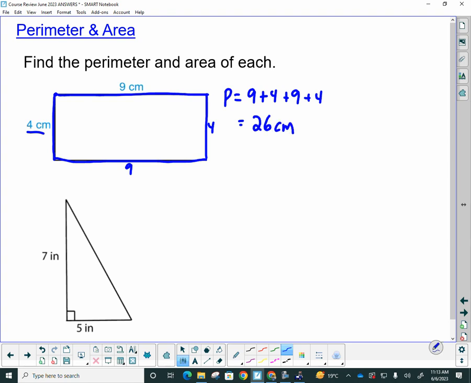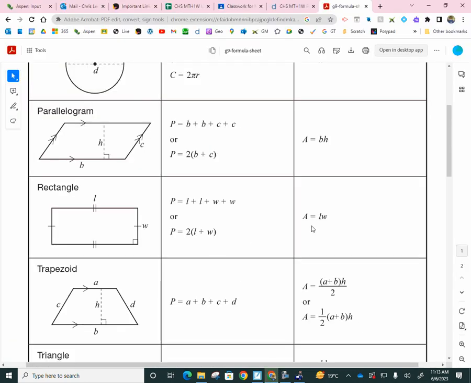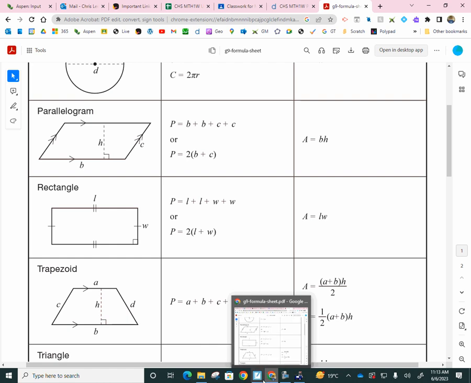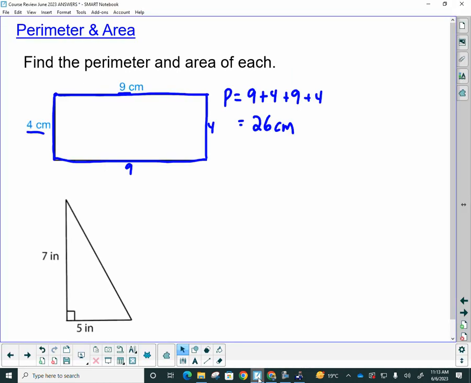You could, of course, do 9 plus 4 and get 13, and know that there's 2 of those. 13 and 13 gets you 26. Next, we're going to do area of the rectangle, and this is probably one you have memorized, but if we need to, we can go to the formula sheet and remind us that area is length times width. And so we'll go area equals length times width. In this case, I'll call the length 9 and the width 4. 9 times 4 is 36.